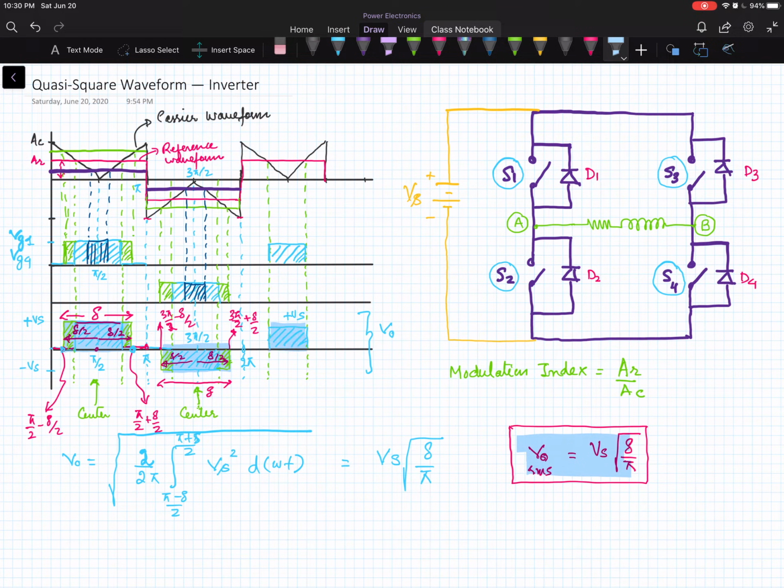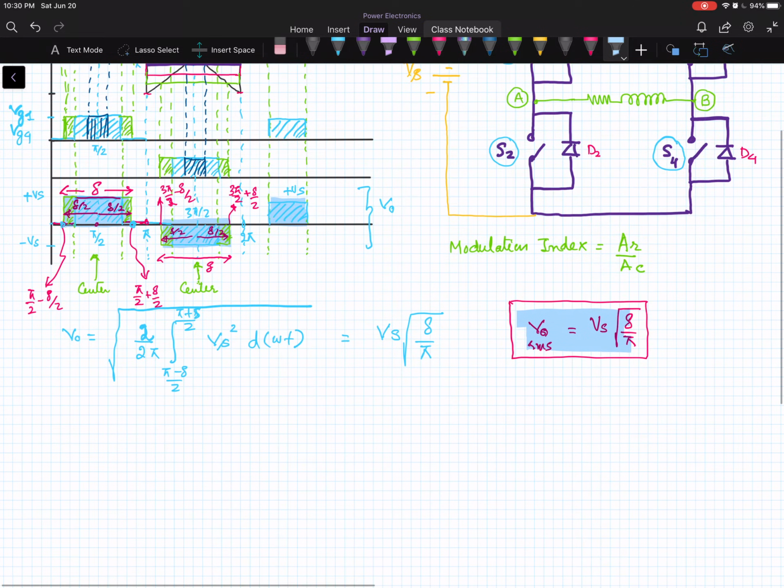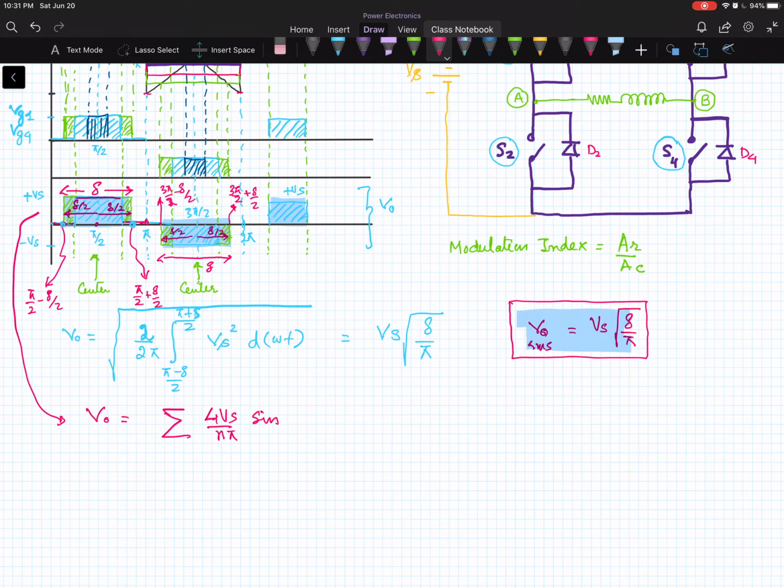Okay, now let's look at the Fourier analysis of this output voltage waveform. We have already seen the Fourier expression of a quasi square waveform. So applying it directly, this output voltage can now be written in terms of the Fourier expression like this: 4 Vs by n pi into sine n del by 2.